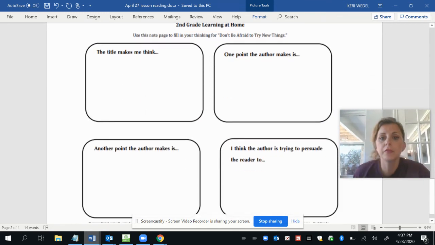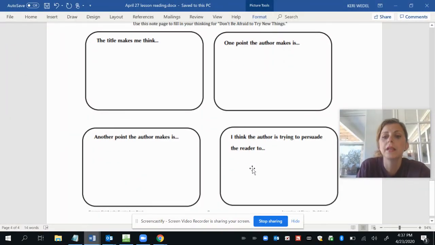And then you're going to be looking for at least two points that the author makes, and think about what the author is trying to persuade you. So this sheet is what you're going to fill out and send to me for your grade this week.